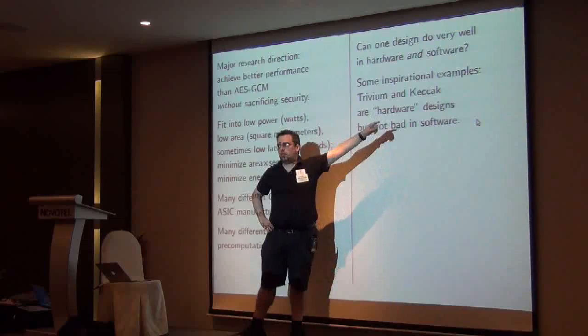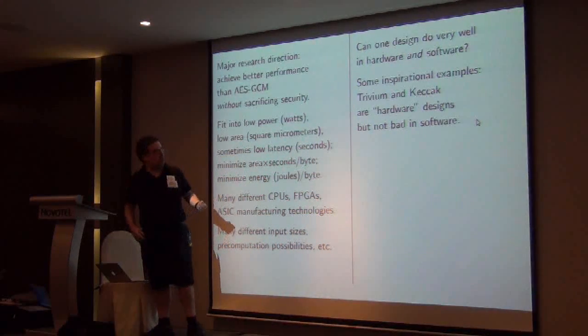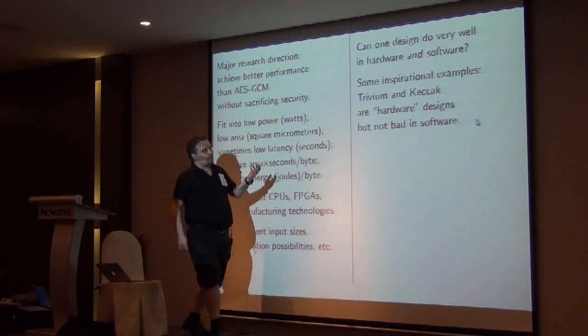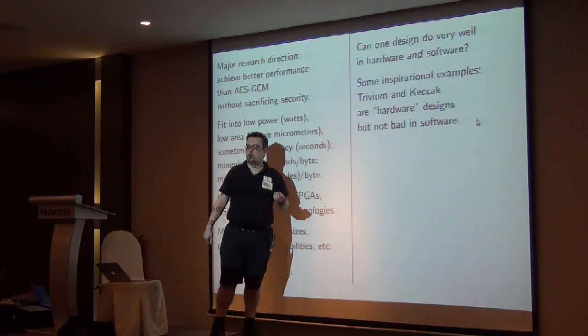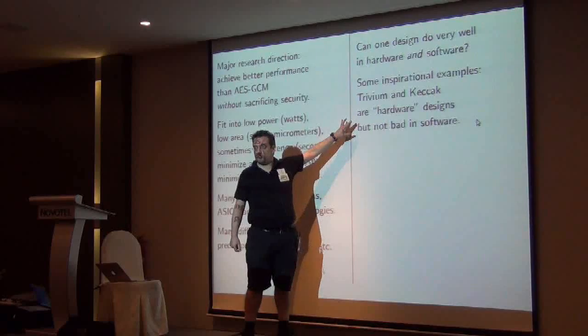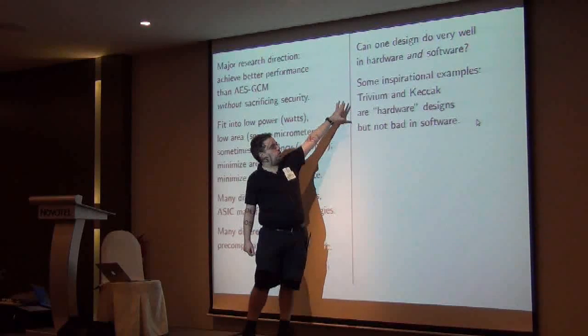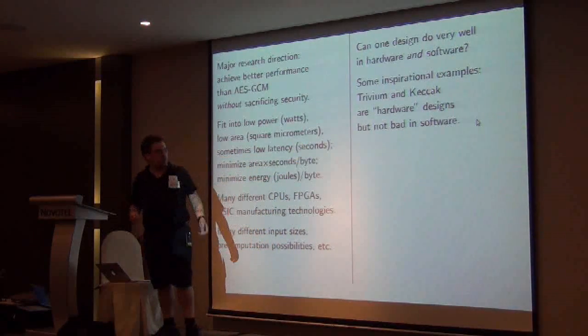Trivium, Keccak: well, Keccak used in, say, an authenticated encryption mode, like the duplex mode. These are ciphers which are designed for hardware, designed to be really, really good in hardware, and they are really, really good in hardware. But they actually also provide pretty good software performance. So you can try to start from ideas like that, see what makes them work well in both of these environments, and try to do even better.